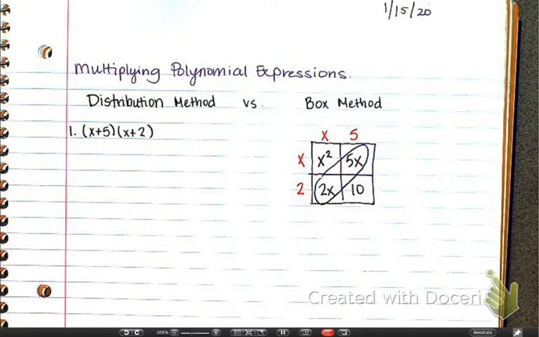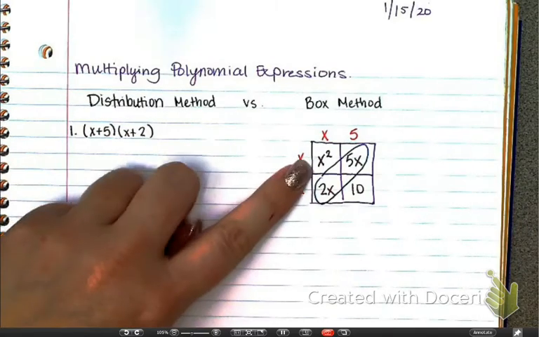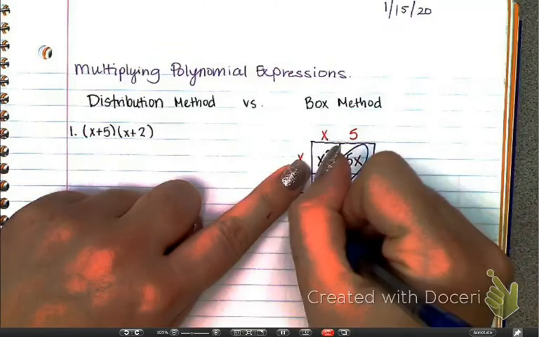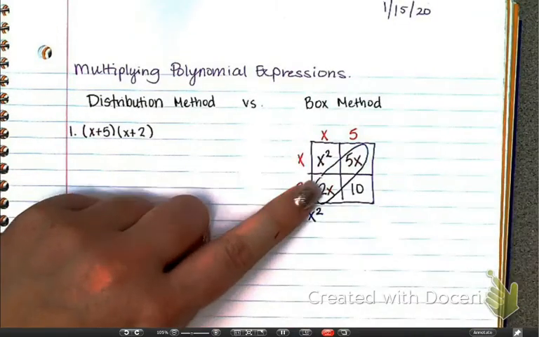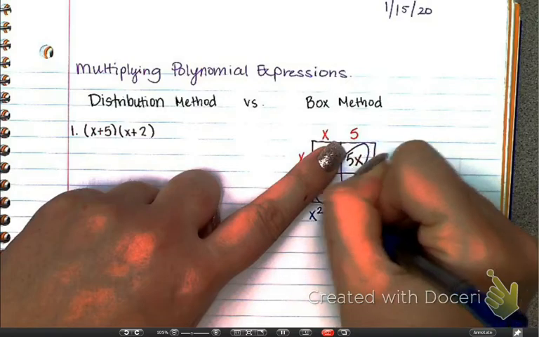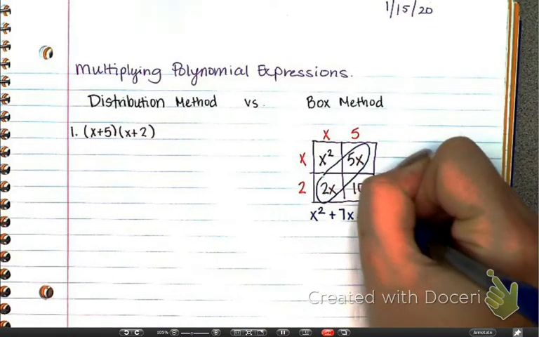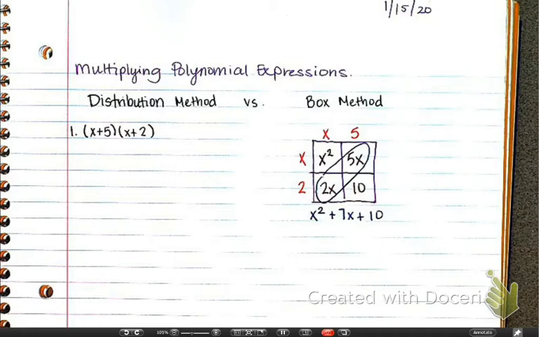So to get in the box, we multiplied. To get out of the box, we're going to combine like terms. Is there anything I can combine x squared with? Nope. So I have x squared. 2x plus 5x is 7x. And then I have the 10 at the end. Are we okay with that? Okay, so you can create a box. To get in the box, we multiply. To get out of the box, we combine like terms.